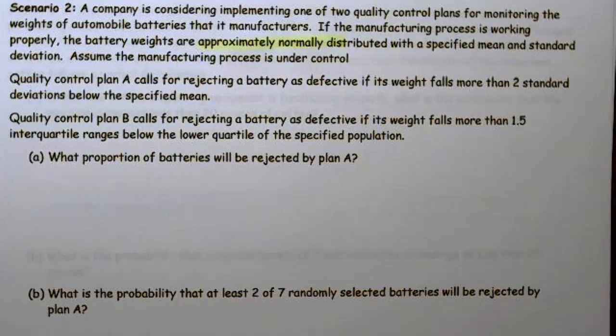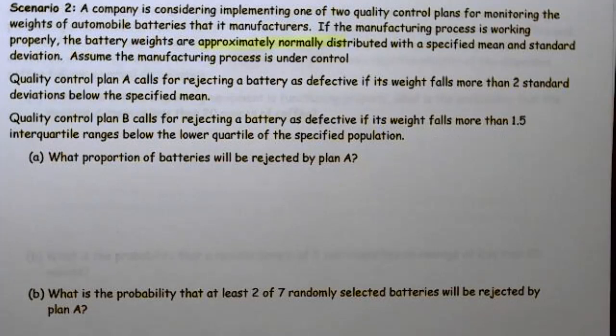So either a Z-score or, I mean, not standard deviation, the sampling distribution of the sample means. With a specified mean and standard deviation, assume the manufacturing process is under control. Well, they didn't tell me the mean and standard deviation yet.